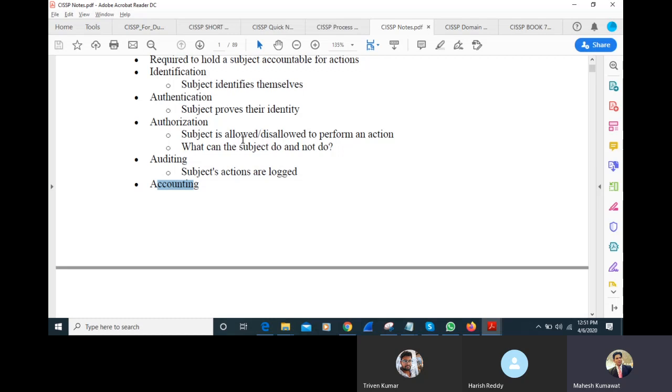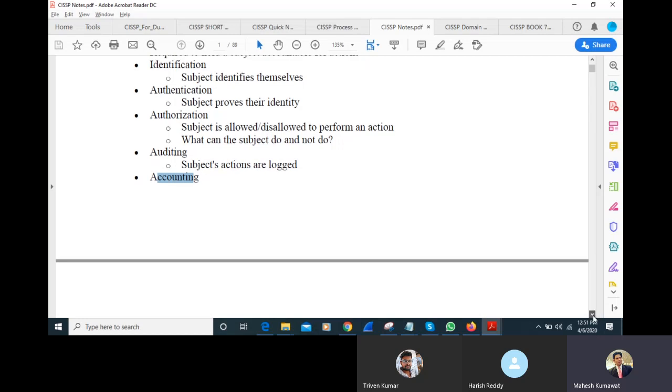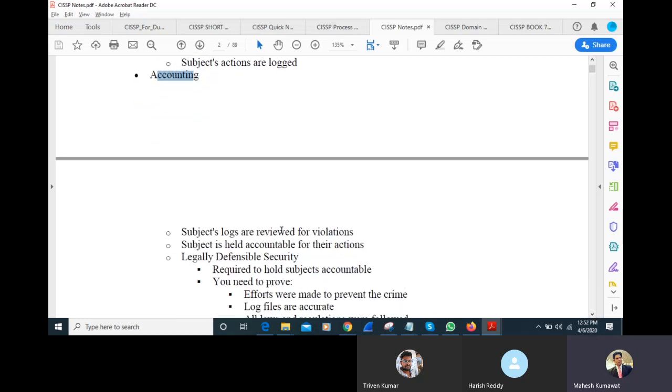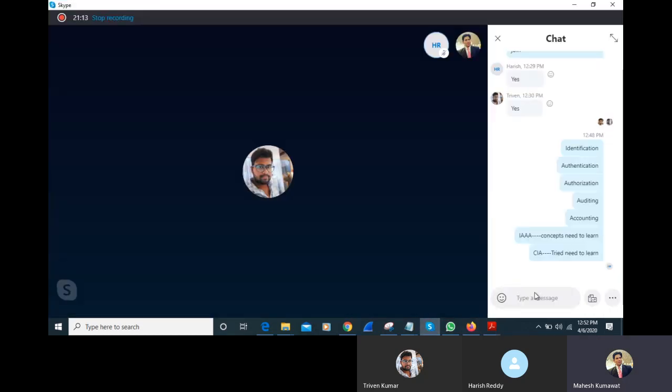Whatever changes you have made all come under auditing and accounting, basically what sort of things you have done. The subject is held accountable for their actions. You are accountable for this or not accountable for a thing. So what sort of violations have you reviewed? I'm just going to check your violations. This comes under all the things we have just been talking about.